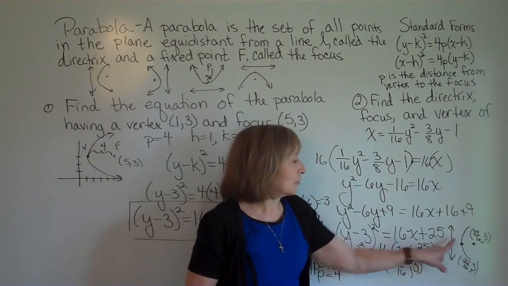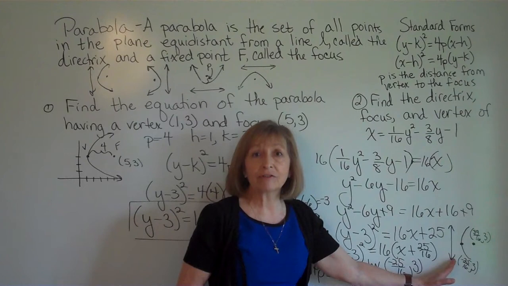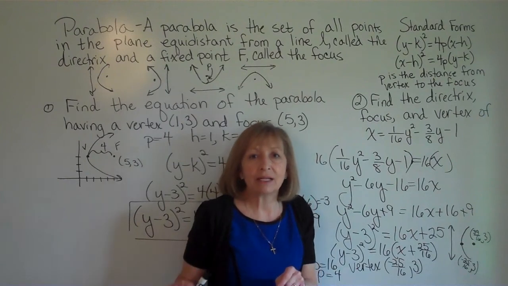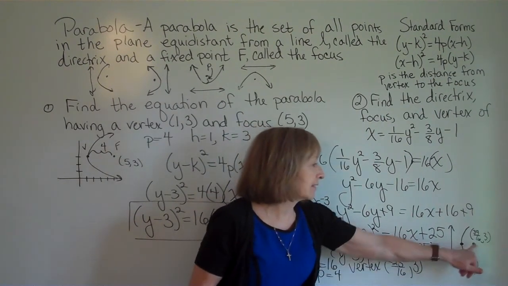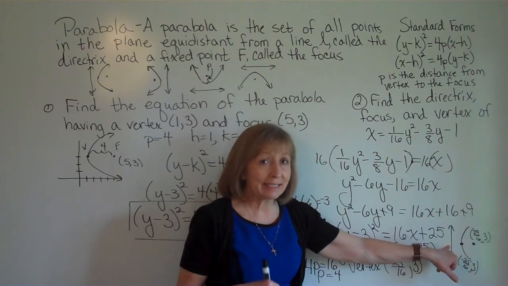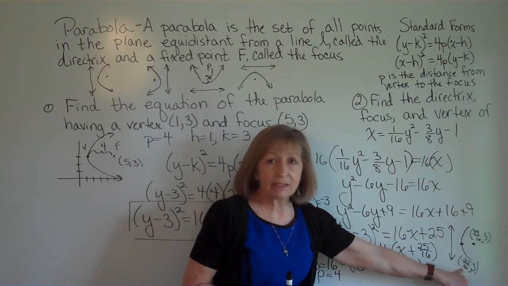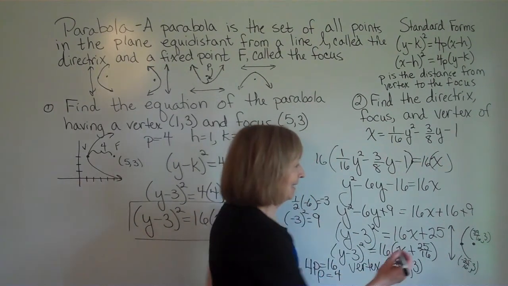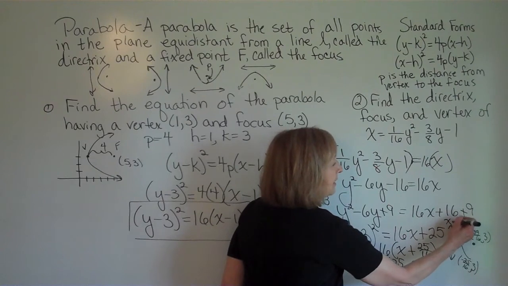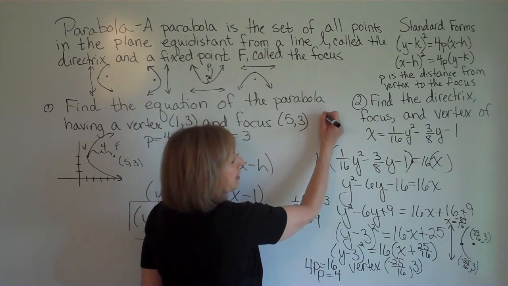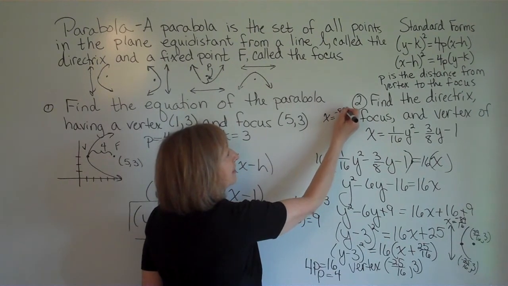And my directrix is vertical. The equation of a vertical line is x equals. And it is p units in the opposite direction of the vertex than the focus went. So I need to go 4 steps left. So I'm going to have negative 64/16 combined with the negative 25/16. So that gives me a negative 89/16. So my equation of my directrix is x is equal to negative 89/16. So when it asks me for the directrix, x equals negative 89/16.